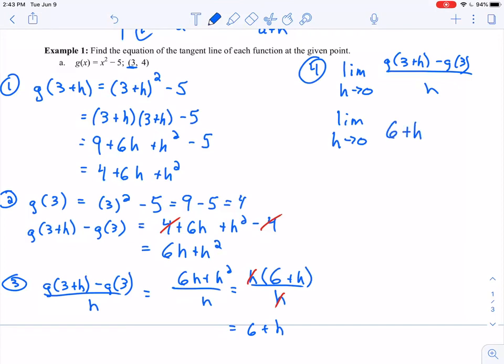Well, this is nice and easy. There's really not a whole lot to do here. Just plug 0 in for h. 6 plus 0 gives me a positive 6. So this is my result.